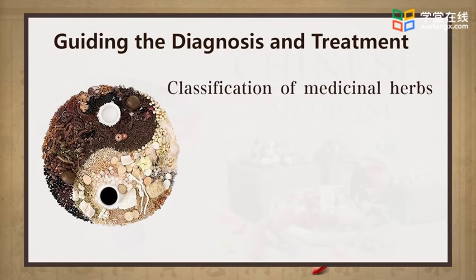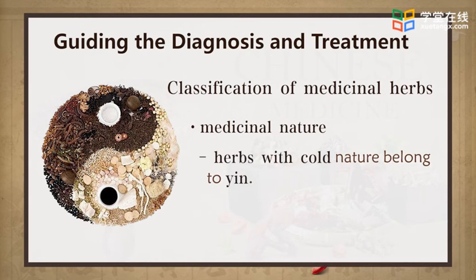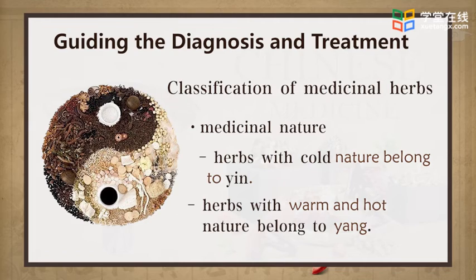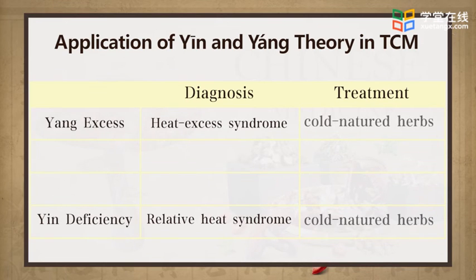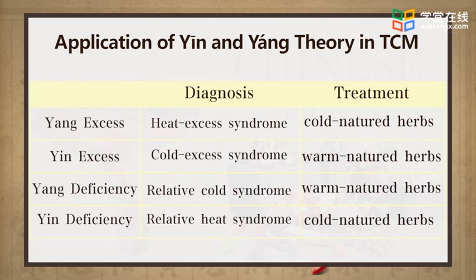The yin-yang theory is used not only in determining diagnostic principles, but also in summarizing the nature, flavor, and action of medicinal herbs, therefore providing a theoretical basis for the clinical application of herbs. According to the yin-yang theory, Chinese herbs with cold nature belong to yin, while Chinese herbs with warm and hot nature belong to yang. We just talked about the syndromes according to the yin-yang theory, and for treating these syndromes, the treatment can be selected according to the yin-yang theory. For example, for treating the heat excess syndrome, the cold-natured herbs can be selected, because cold-natured herbs remove the excessive heat from the body to help the body recover from the imbalance of yin and yang.